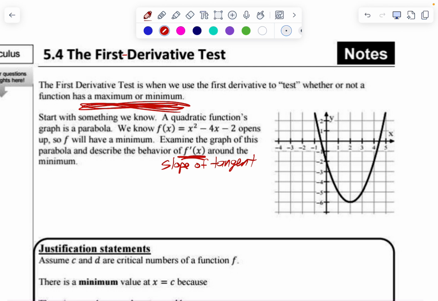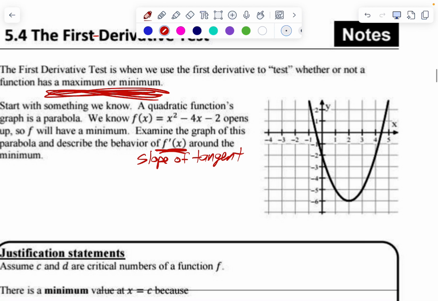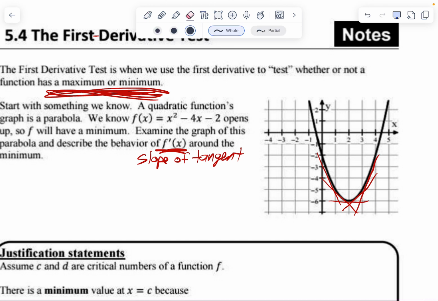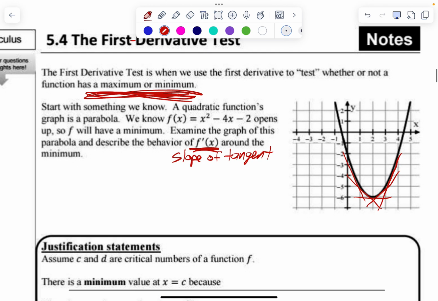Yeah. Okay, so it's the slope of the tangent, and if we draw in a few, what's happening to the slope of that tangent as we swing around this minimum? It is increasing. Okay. It's approaching zero. So it says describe the behavior around the minimum.